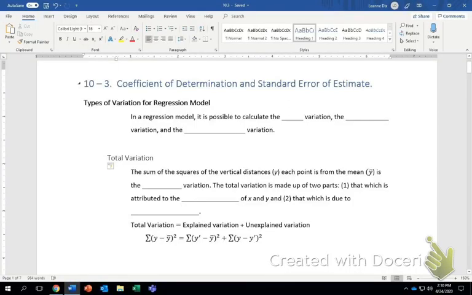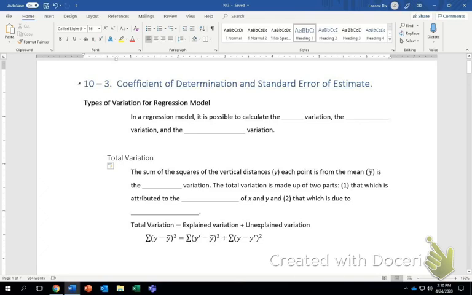10-3 is about coefficient of determination and the standard error of estimate. So the first thing that we have to go over is understanding the difference of each piece. They start off with the basics, and they talk about variation.